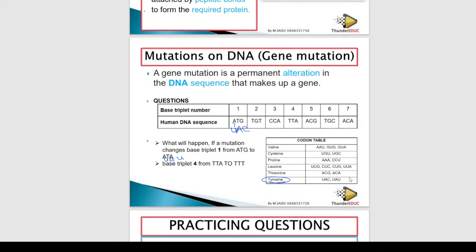So because it has changed at a point of DNA, then we can call it point mutation. Or because the gene has changed, then we can call it gene mutation. I think I'm clear there.